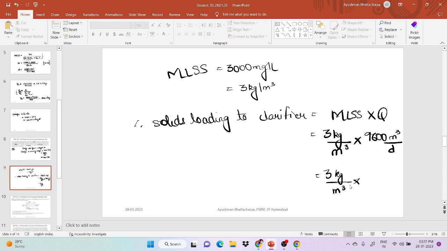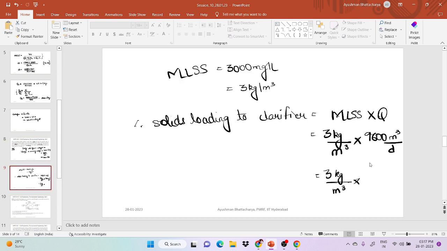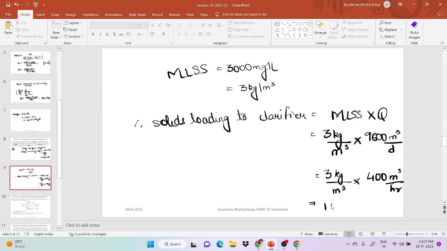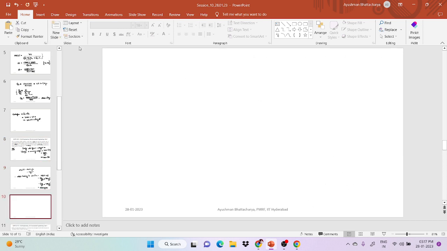It should be in terms of R, so in terms of R it will be 400 meter cube per hour. We calculated this before. So it came out to be 1200 kg per hour. Okay, the solid loading, to clarify, is 1200 kg per hour. So now, I converted it into R because it is designed at 3 kg per meter cube R.